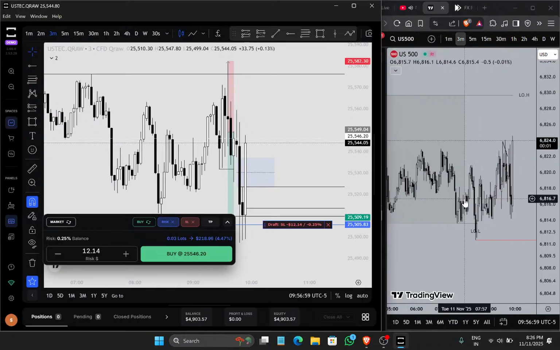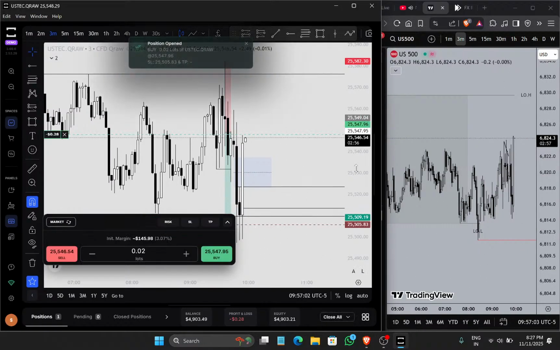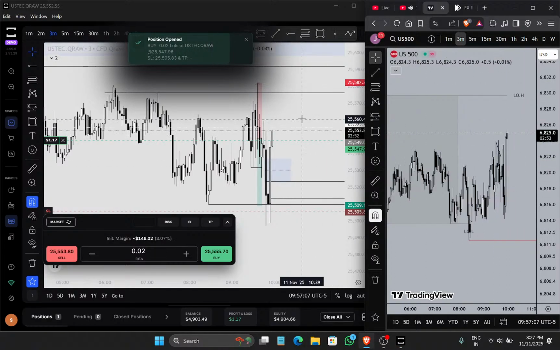I already set these internal highs, but let's look for a trade from here. We can aim for the London high maybe.